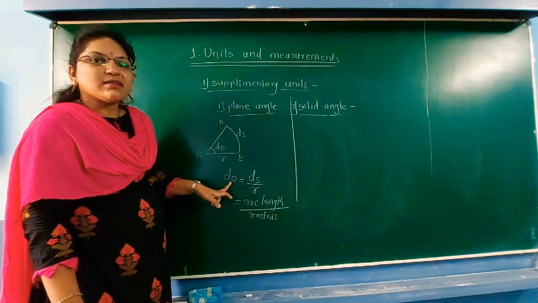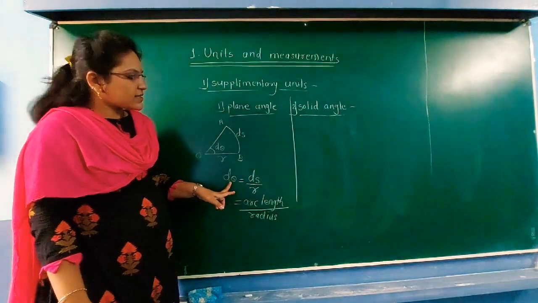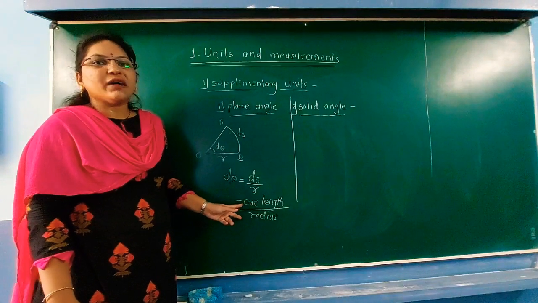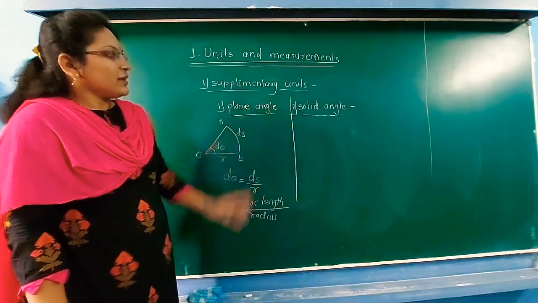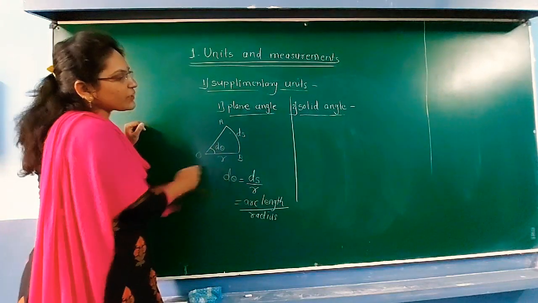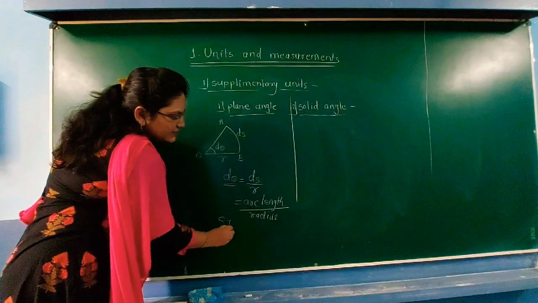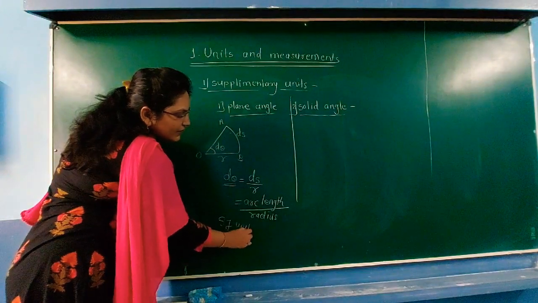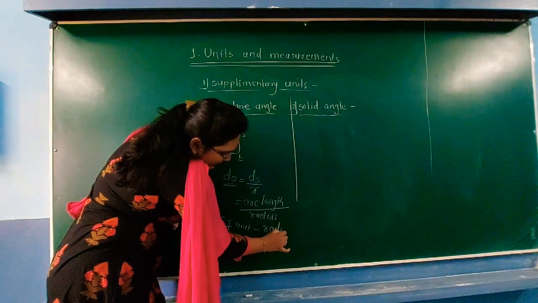Plane angle is a two-dimensional angle. It can be found by the simple ratio of the arc length to the radius. Okay, then the SI unit of the plane angle. This is the plane angle. Then what is the SI unit of the plane angle? The SI unit of the plane angle is radian.